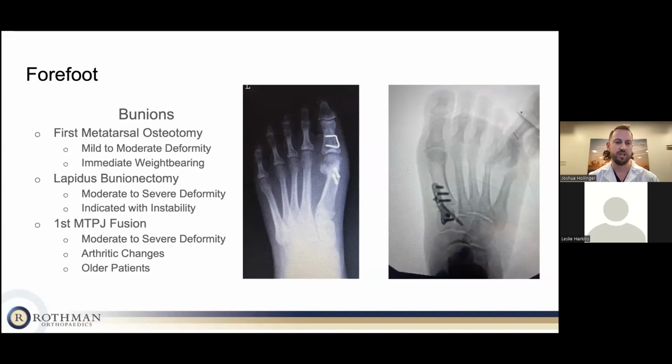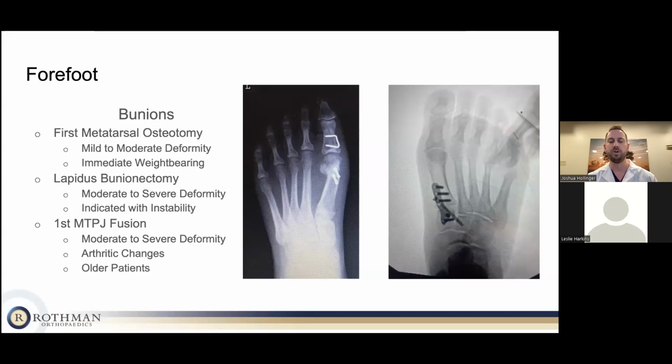The second procedure I have listed here is a Lapidus bunionectomy. And this actually goes way back to the first metatarsal cuneiform joint back here, where you see this plate and screw construct on the right. And so it goes all the way back to the base of the first metatarsal to shift the entire bone over to create that parallel angle between the first and the second metatarsals.